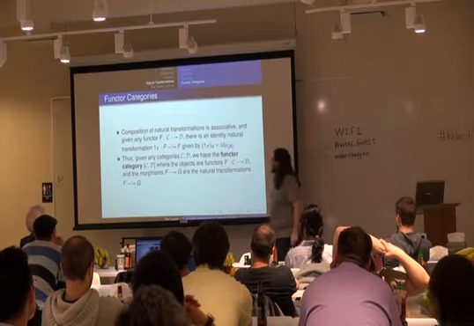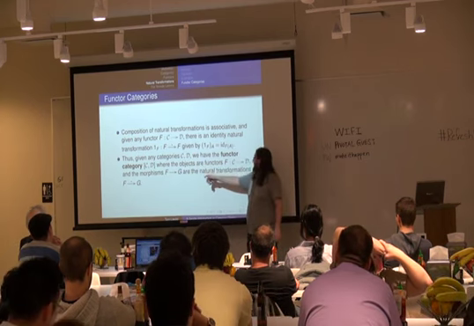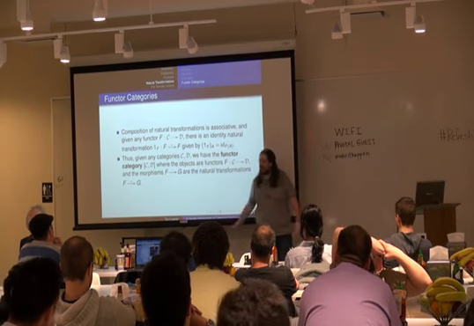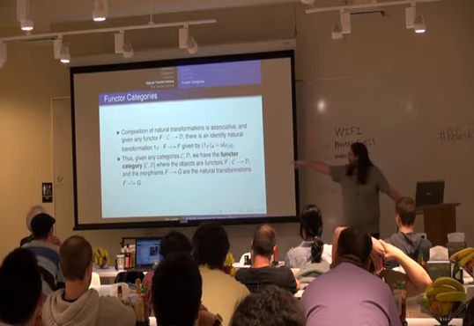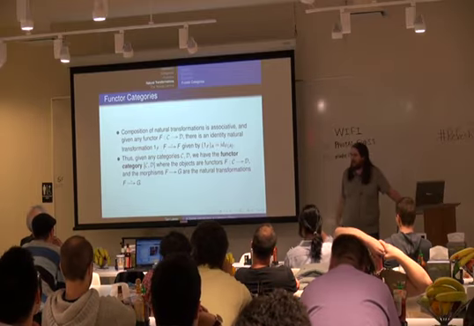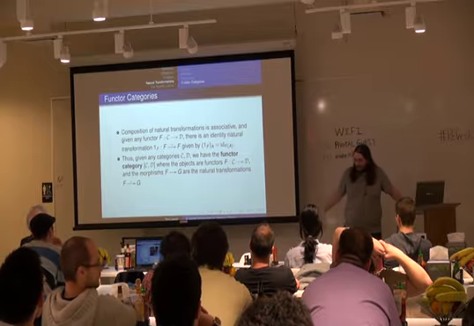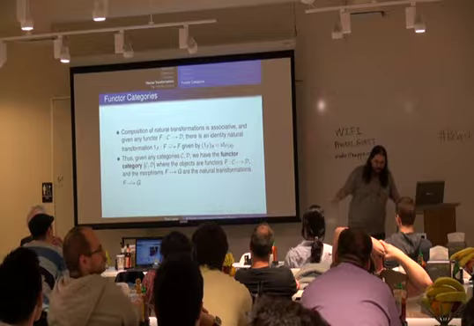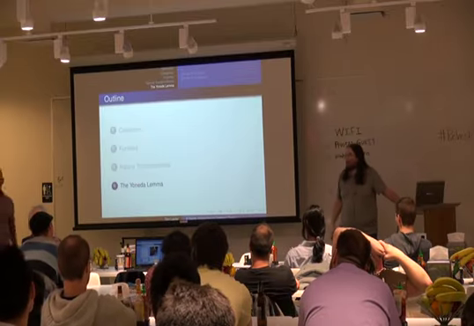I get a category. So given any 2 categories C and D, there's a category of functors from C to D. The objects are the functors and the morphisms are the natural transformations. And you might see this notation with the brackets, or you might see D raised to the C power because, you know, maps turn into exponentials if you stare at them long enough.